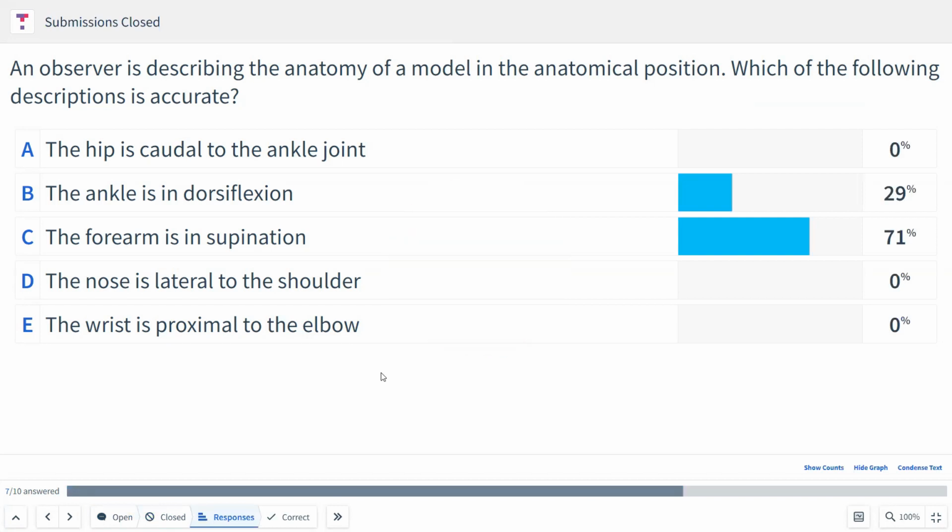Okay. So some folks said B. Remember, when we talk about the anatomical position, there is no movement or change happening at any joint. The joint is in a neutral position, neither plantar flexion nor dorsiflexion is happening. So C would be the correct answer here. Okay.